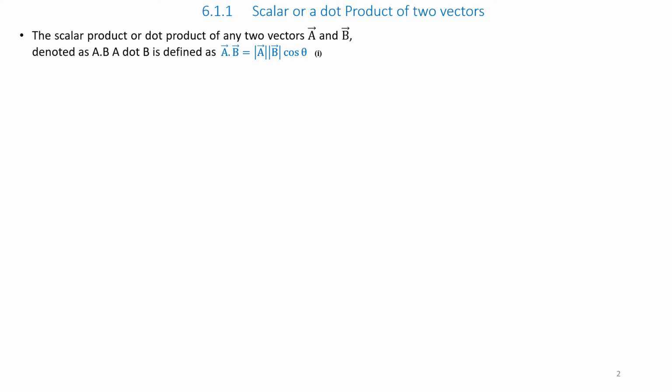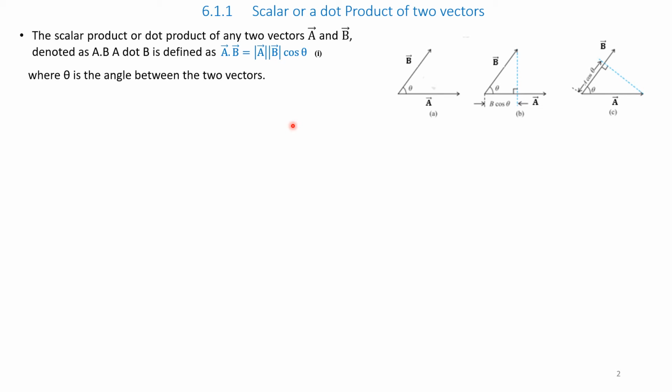is defined as vector A dot vector B is equal to modulus of A into modulus of B into cos theta, where theta is the angle between the two vectors. Please see the diagram, figure A on the right hand side. Here A is a vector and B is another vector, and the angle between A and B is theta. So vector A dot vector B is equal to modulus of A into modulus of B into cos theta.